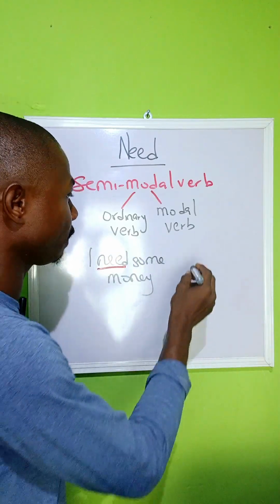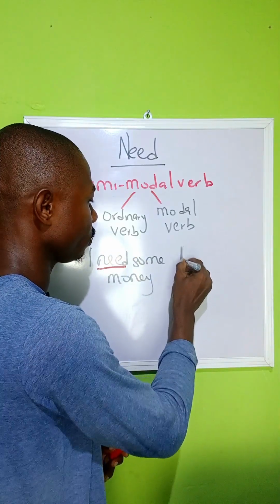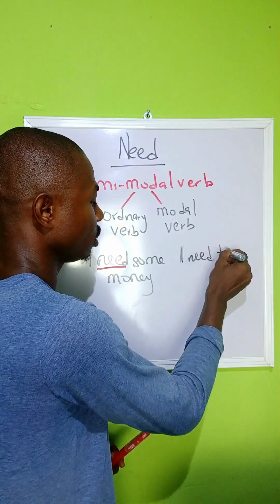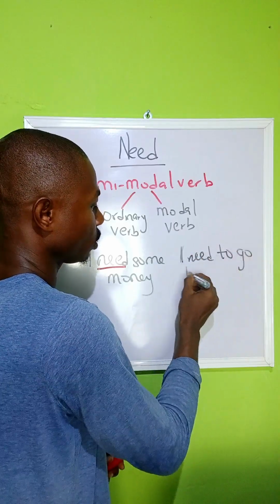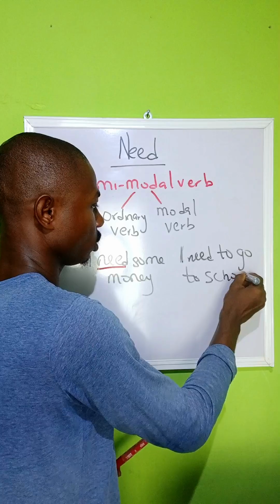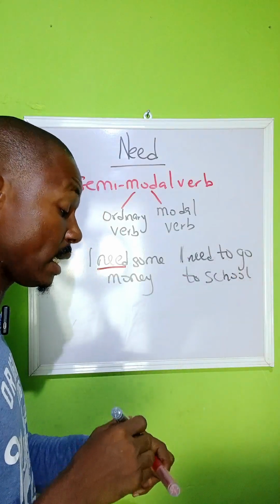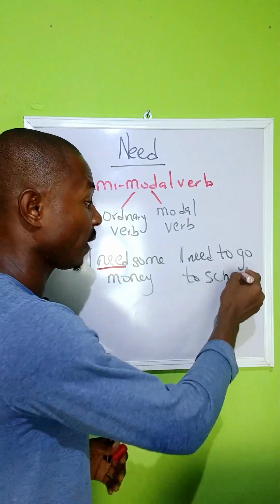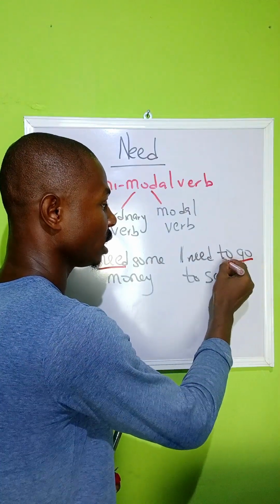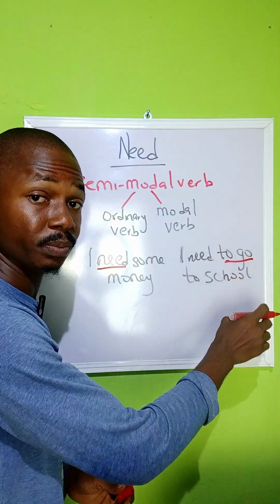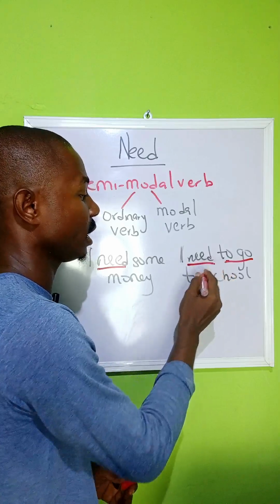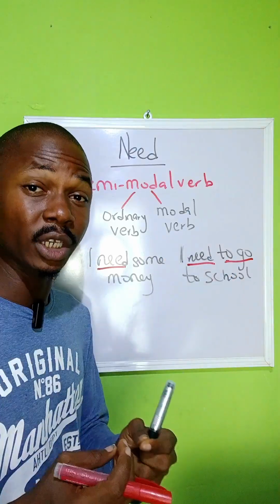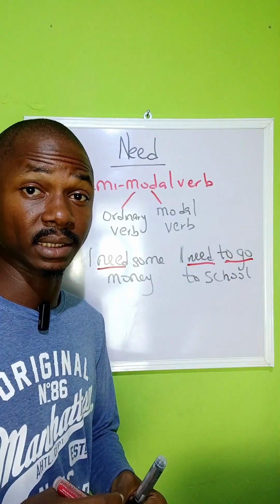For example, I need to go to school. In this sentence, need is acting as a modal verb because we have the main verb here in the infinitive form, which is to go. Now, need here is a modal verb. Let's look at when you need to use need in a sentence.